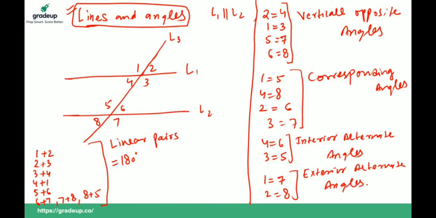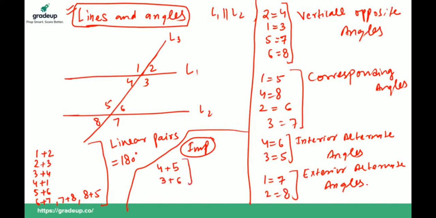Okay. Now very important. Always remember one thing: 4 plus 5, 3 plus 6 is equal to 180 degrees, and 1 plus 8, 2 plus 7 is equal to 180 degrees.